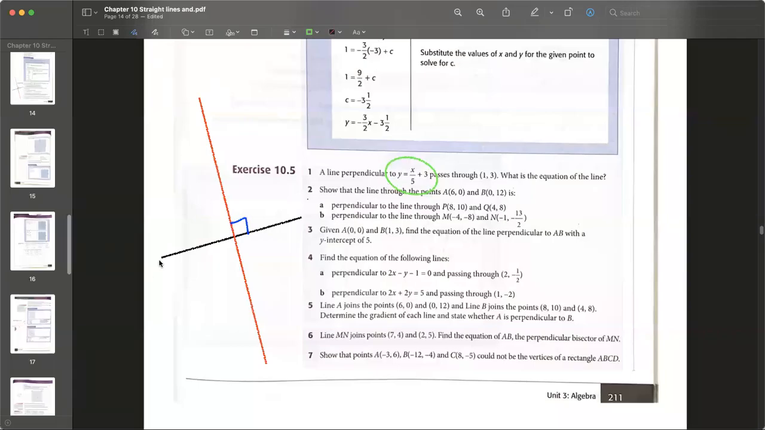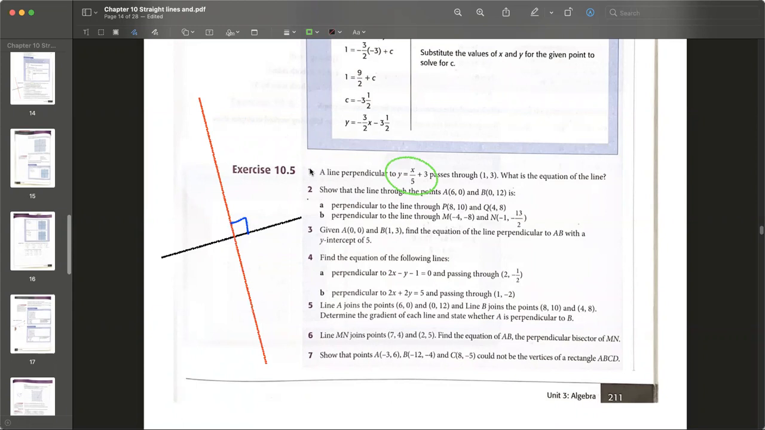A perpendicular line means there's one line and then there's another line that cuts through this line at 90 degrees, meaning it cuts exactly through like that, straight. Every time you look at a perpendicular line, it will cut through the other line at 90 degrees. So this is also 90, this is also 90, this is also 90.